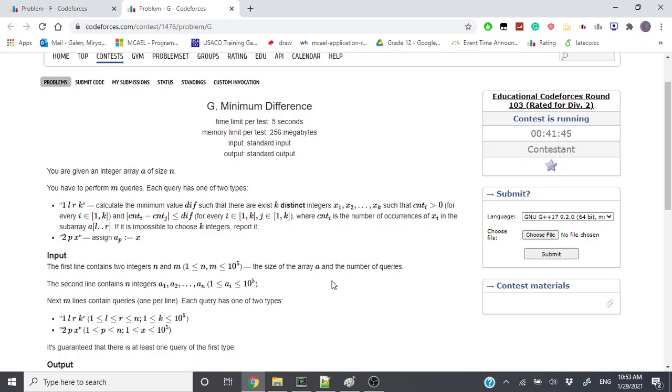All right, let's see. So you're given an integer array A of size N. You have to perform M queries. Each query has one of two types. One, L R K. Calculate the minimum value diff such that there are k distinct integers such that count I is greater than 0. So there are k distinct integers that are in the array, and so it's the maximum difference between the most frequent and the least frequent, I guess. Or the minimum difference, yeah. And if there are not k distinct elements, then be done.